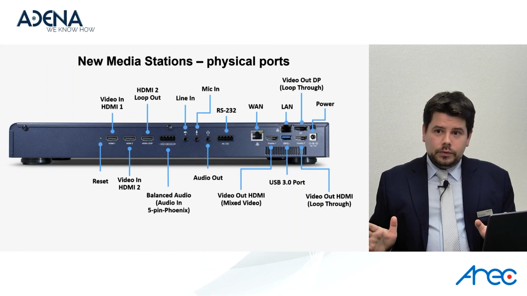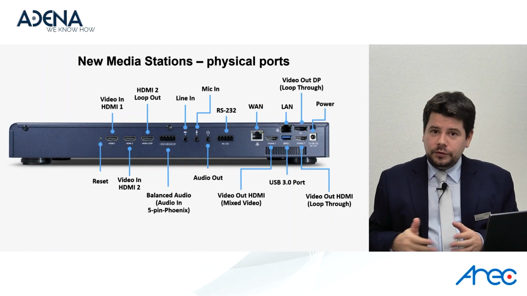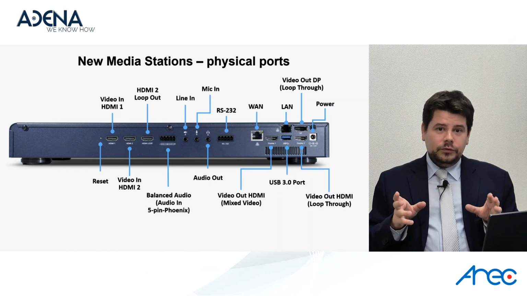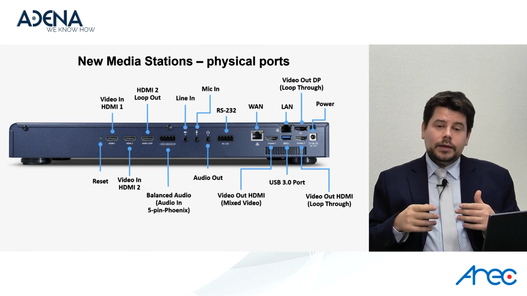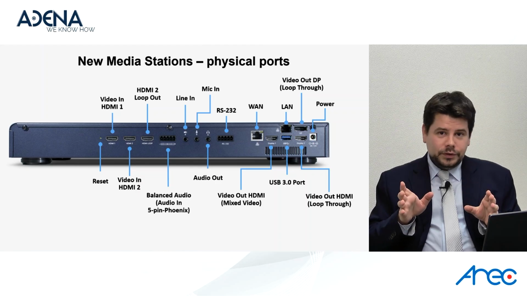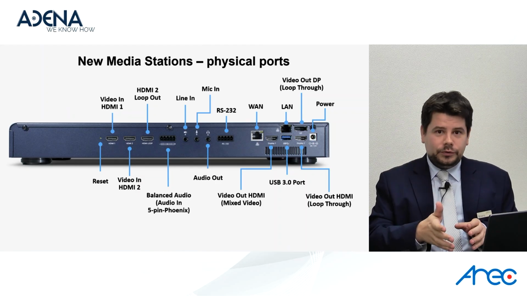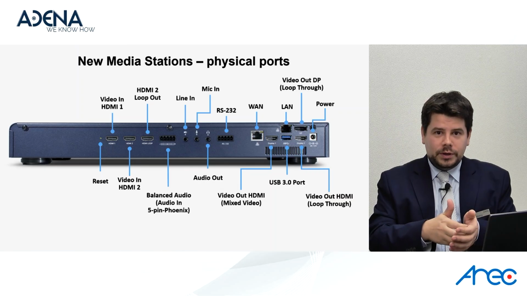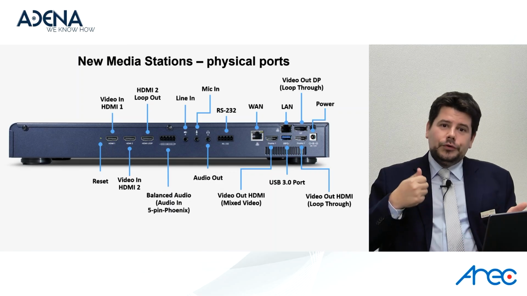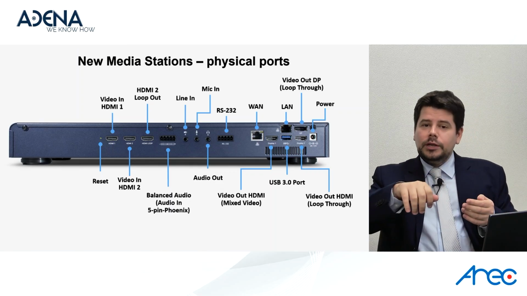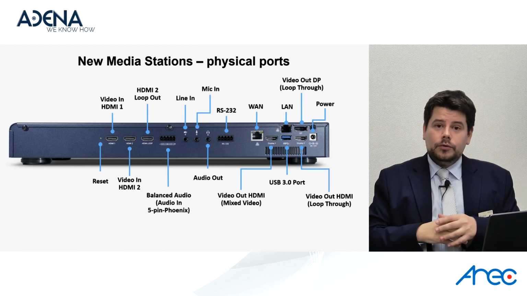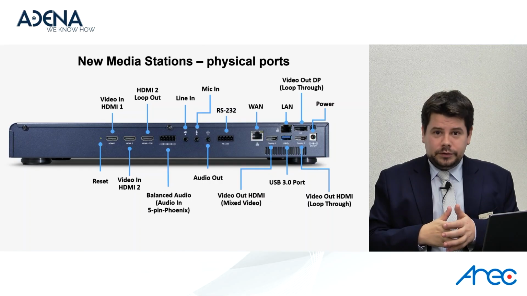When it comes to the physical ports of these devices, you have the inputs on the left side, HDMI 1 and HDMI 2. So there are two HDMI inputs. And there is also the HDMI 2 loop output. The purpose of this: for example, you have a computer that you want to record and stream, but you still need to see what is going on on this computer. In this case, if you connect it to the HDMI 2 input, you can immediately display that same computer on the HDMI 2 loop output. So you are basically duplicating the content this way.